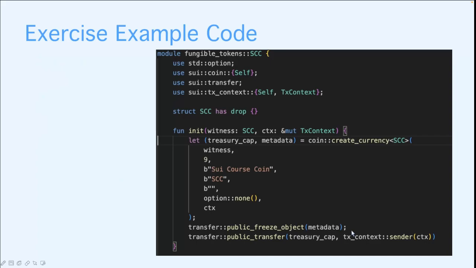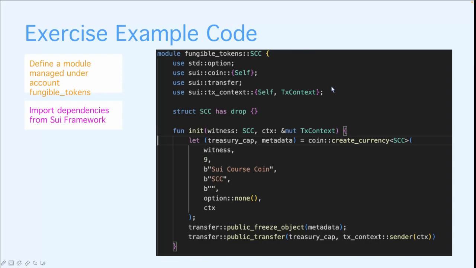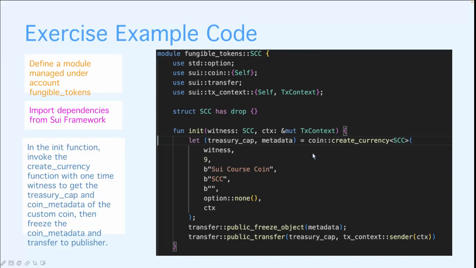Okay, welcome back. So this is the example code. We define a module under the account fungible tokens. Then we import the dependencies from the Sui framework. And in the init function, we invoke the create currency with the one-time witness to get the treasury cap and also the coin metadata of the custom coin. Then we freeze the coin metadata and transfer the treasury cap to the publisher. So that's it.